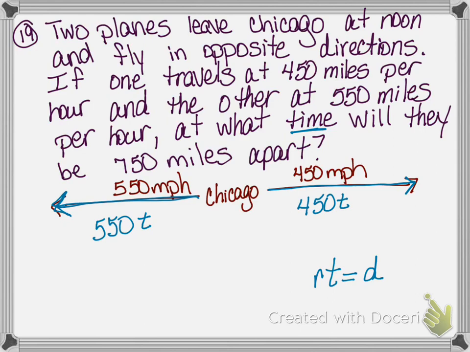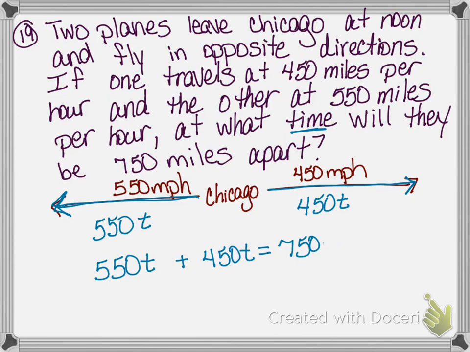But we do know that the distance of my first plane plus the distance of my second plane is going to be 750 miles. Okay, so that is what we do know. We do know that the distance of the 2 planes is 750. So now I can solve. So 550 plus 450 is 1,000. So I have 1,000t equals 750.